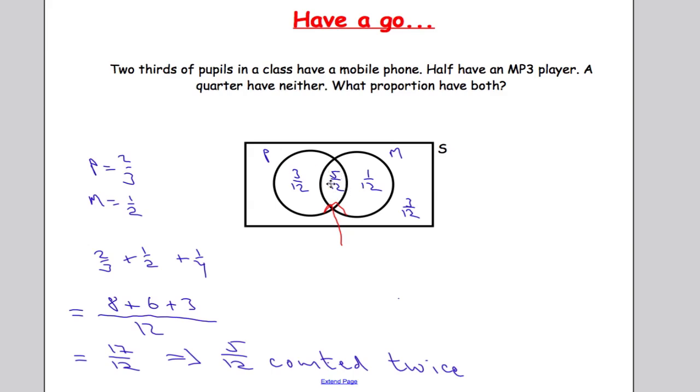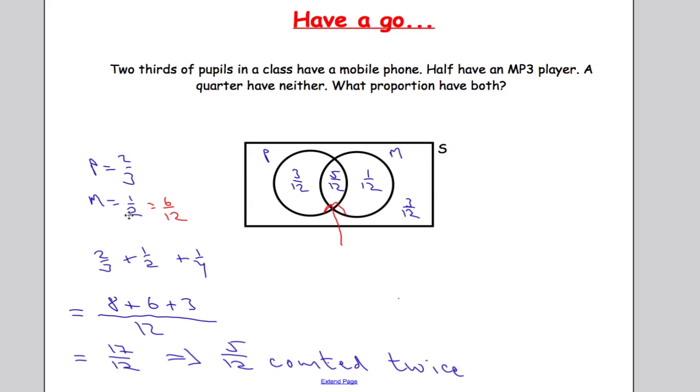And then working backwards, I know that 8 out of 12 had a phone. If there's 5 out of 12 here, that means there's 3 out of 12 left. Similarly, if I know that 6 out of 12 have an MP3 player, and I know that 5/12 are already in this region, that means 1/12 must be left. And that's the diagram completed. And once you complete the diagram, the questions are relatively easy to answer.